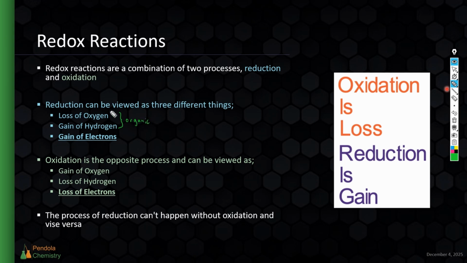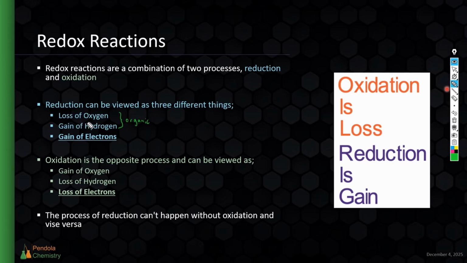Once we get to chapter 14 and forward, then we'll use more of these terms, although it is still something that you should keep in mind that reduction can be defined as the loss of oxygen or the gain of hydrogen. The main issue with these is that we're not always going to have oxygen and hydrogen in every compound that undergoes reduction.